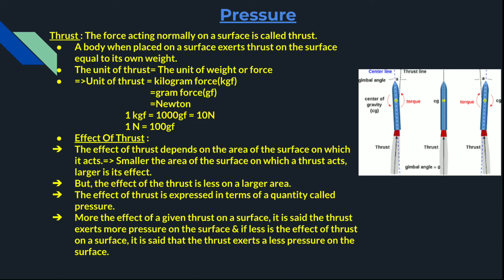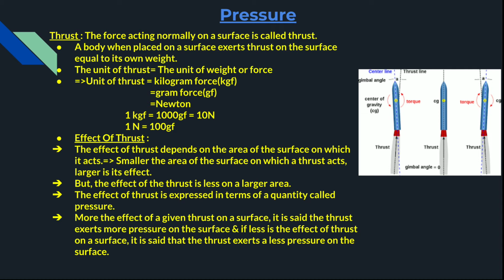But if the effect of the thrust is placed on a larger area, then the effect of thrust is expressed in terms of a quantity called pressure. The more the effect of a given thrust on the surface, the more pressure the thrust exerts. The more force you act with, the more weight you apply on the surface, the more the pressure will be on the surface. And if the effect of the thrust on the surface is less, the pressure exerted will be less.